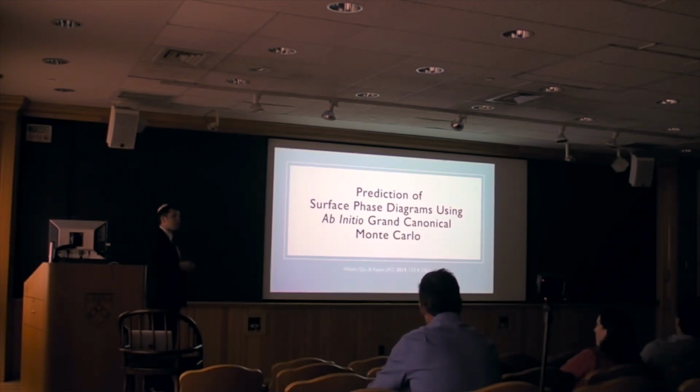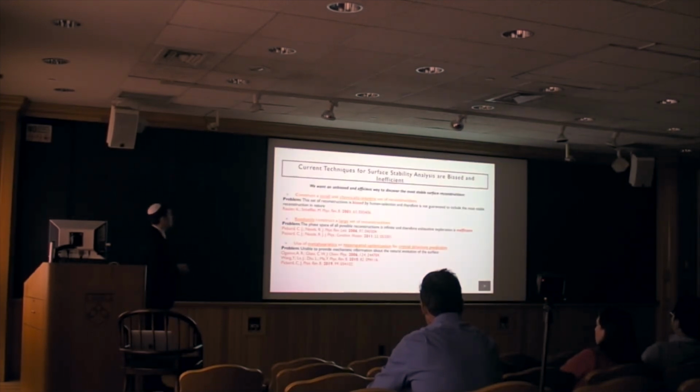And so developing a new method that can allow one to automatically predict a surface phase diagram is very useful, because then they can pick the conditions they're working at, find the surface that is stable, and then model the chemical reaction more accurately. And so the current techniques for determining a surface reconstruction or a surface phase diagram are unfortunately biased and inefficient. We obviously want an unbiased and efficient way to find them.